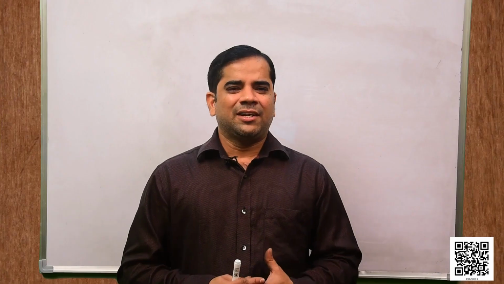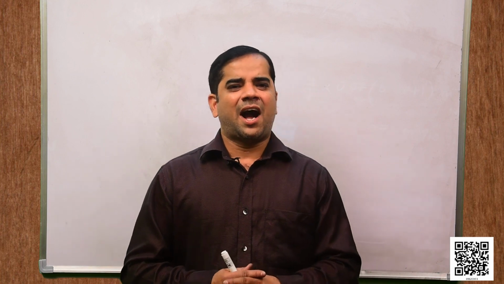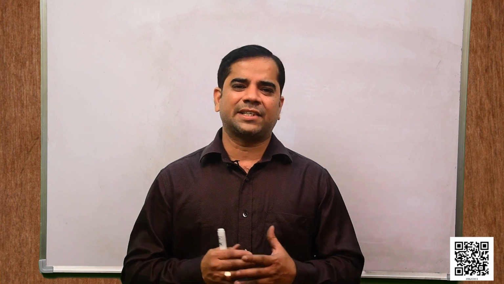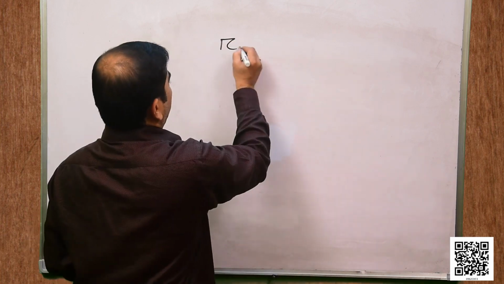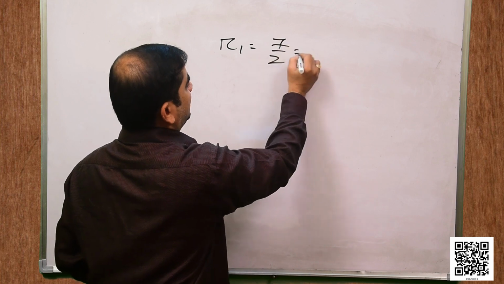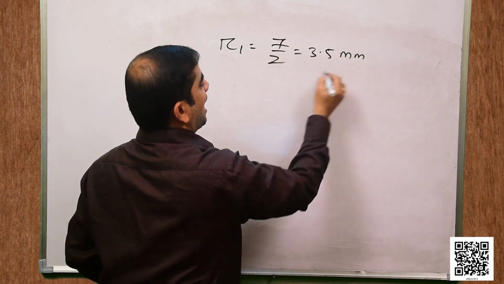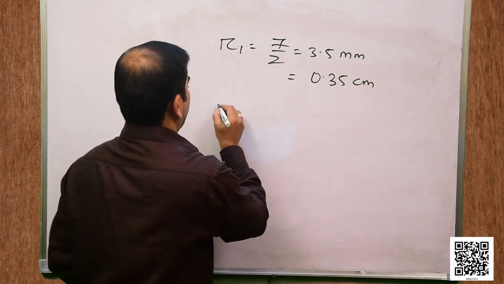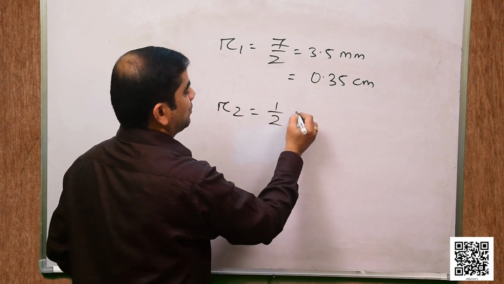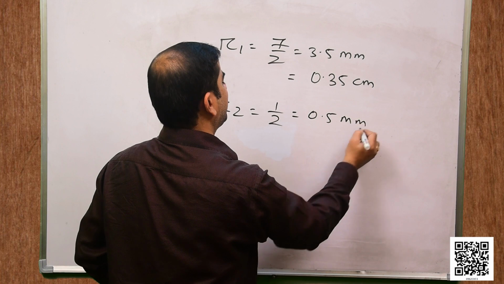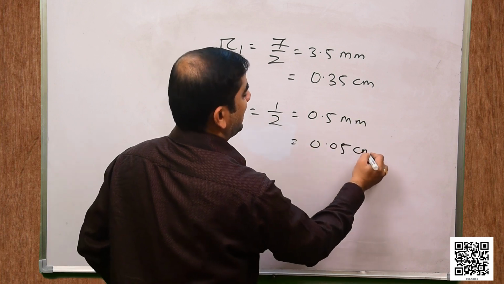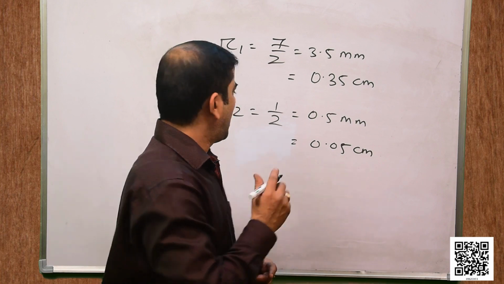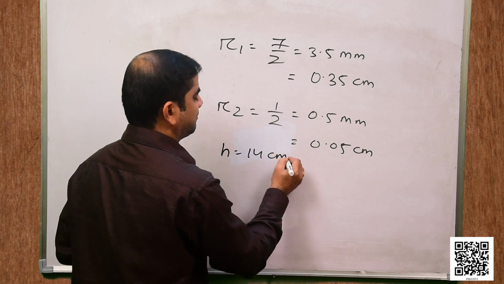Students, to solve this question, let us take R1 as the radius of the pencil and R2 as the radius of graphite. So, R1 is equal to 7/2, that is 3.5 millimeter, and when we convert it, it will be 0.35 centimeter. R2, that is 1/2, is equal to 0.5 millimeter or 0.05 centimeter. So, we have found the radius for the pencil and the graphite, and the height is given as 14 centimeter.